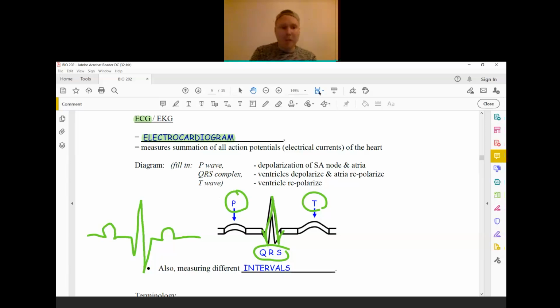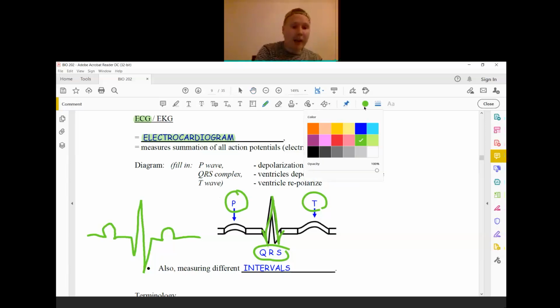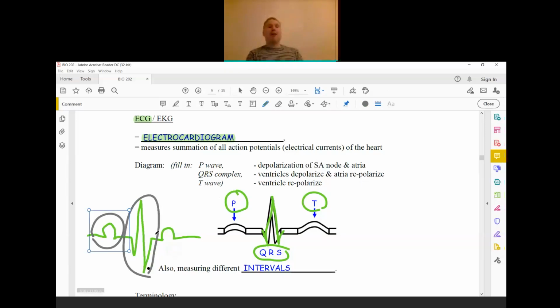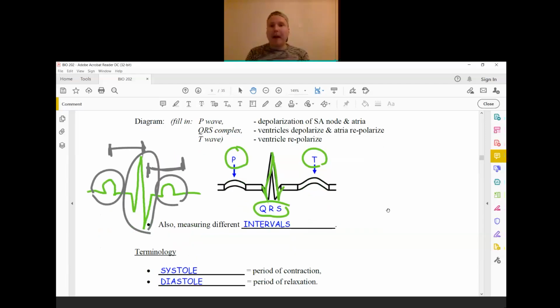Another thing that we look at, in addition to whether these look normal, is that we want to see that they are all where they should be, and do we see all of these events, and are they the right shape. We can also look at distances between these different events, so the intervals between them, to establish if that's a healthy EKG or ECG. A couple more terms that I want to talk about.